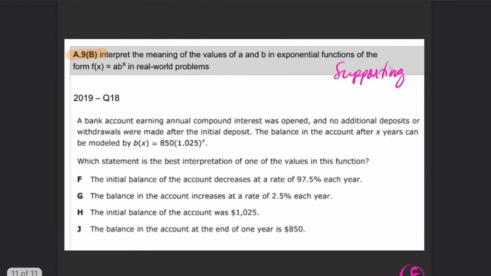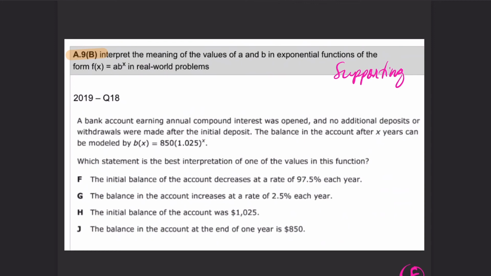This question covers TEK 8.9b. A bank account earning an annual compound interest was opened, and no additional deposits or withdrawals were made after the initial deposit. The balance in the account after x years can be modeled by B(x). Which statement is the best interpretation of one of the values in this function? F: The initial balance on the account decreased at a rate of 97.5%.